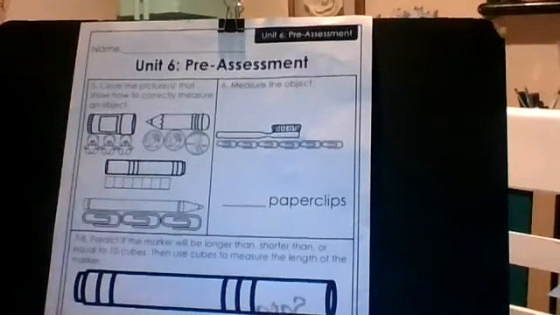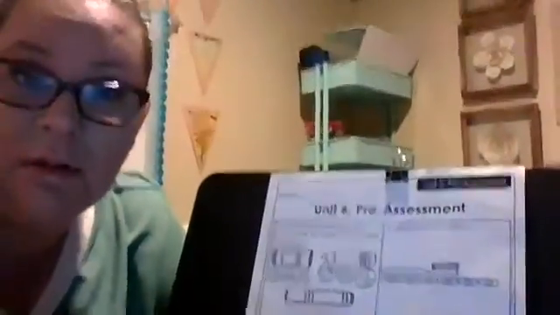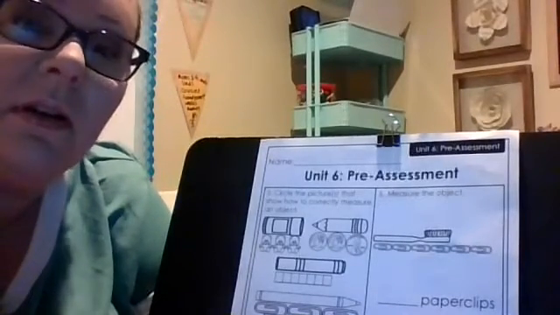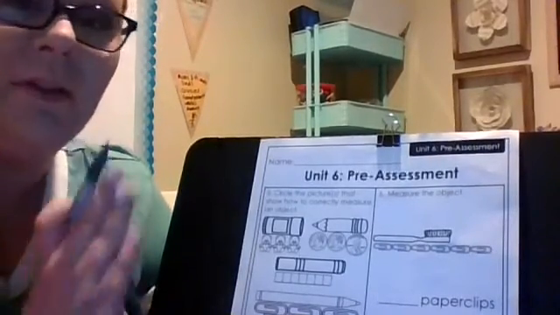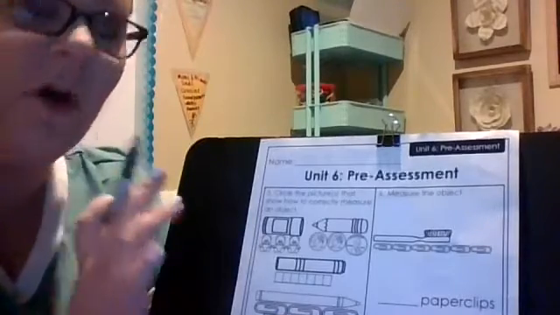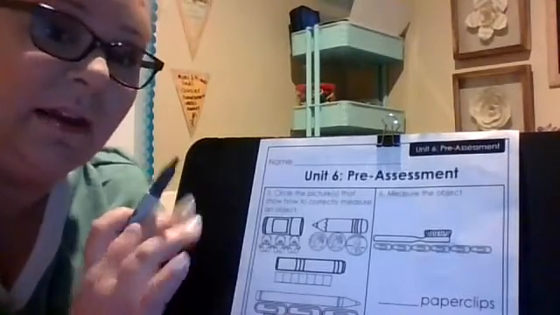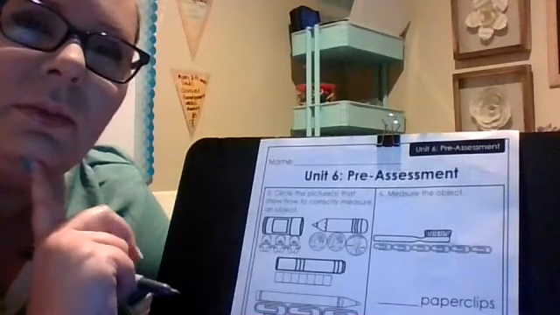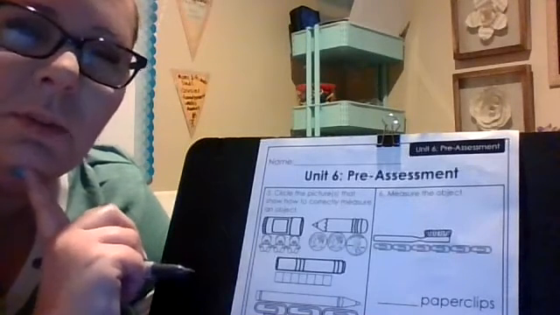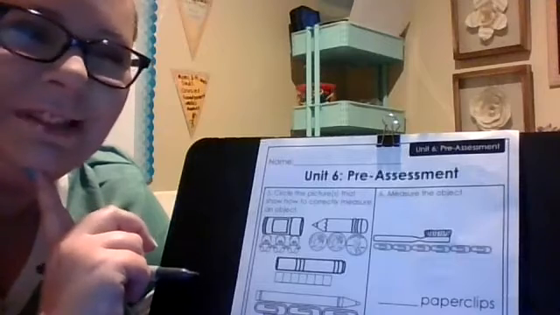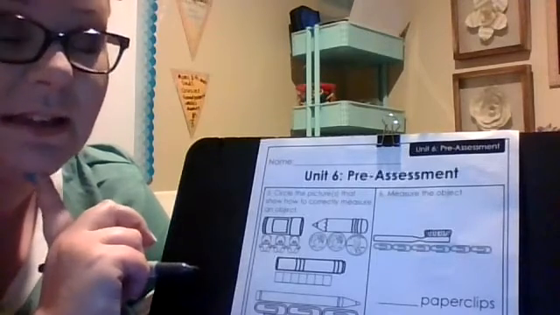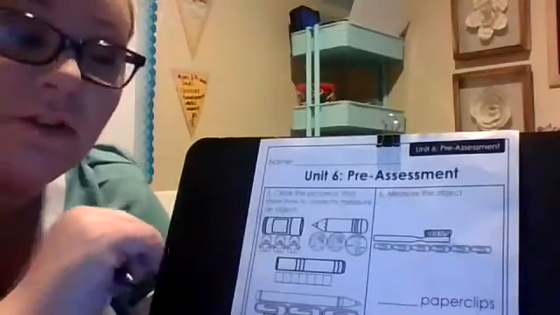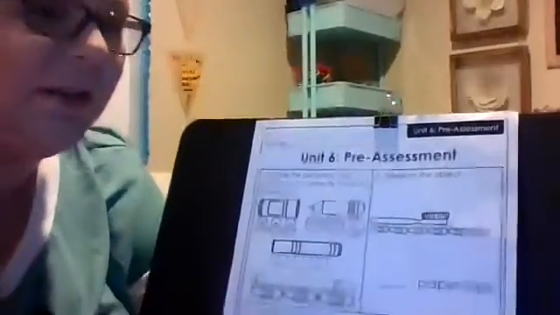Remember when we talked about measurement last year? I really emphasized that we need to have whatever we're measuring with at the very end of the object that we're measuring. Okay. And also, did we ever use more than one thing or item when we measured? Because they could be different sizes. You want to be consistent. You want it to be the same type of measurement. Keep that in mind when you're doing this.